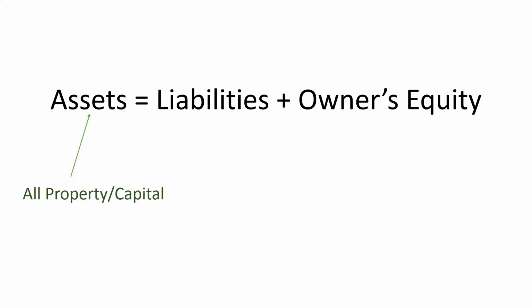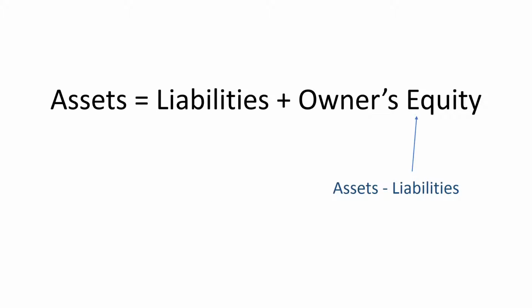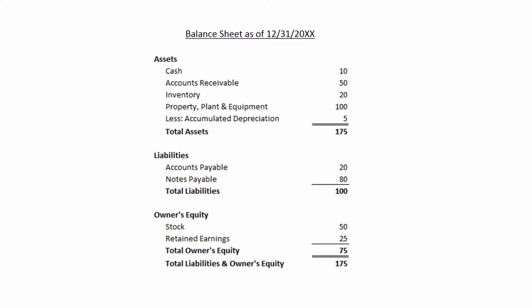First, assets is all property and capital owned by the business. Liabilities is going to be all debts that the business has on their books. And then owner's equity is simply going to be assets minus liabilities. Now let's take a look at a balance sheet. This is a very simplistic balance sheet, but should be sufficient for our purposes.